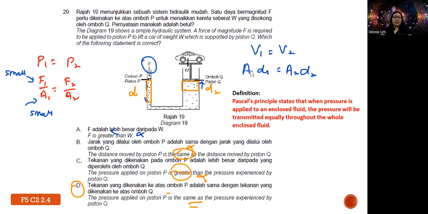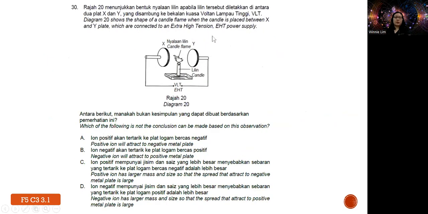Okay, next one. Diagram 20 shows the shape of a candle flame when the candle is placed between X and Y plates, which are connected to extra high tension power. So which of the following is not the conclusion that can be made based on the observation. Now they want the wrong one, not the conclusion. So of course you're supposed to know what happens the moment you switch on this HT. HT is a very high voltage, it can be in kilovolts, normally up to 4 kilovolts, one kind of high. Then only you can see the effect.